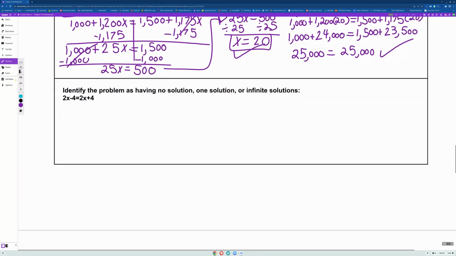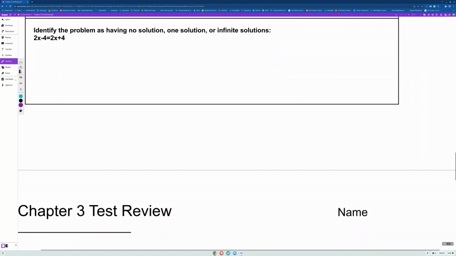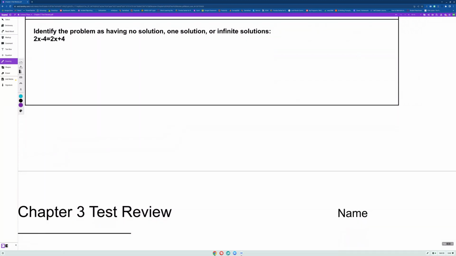So on your test, you're also going to have to identify what problems have no solution, one solution, or infinite solutions. So we're going to go ahead and practice with that as well. I'm given the equation 2x minus 4 equals 2x plus 4. So to try and find it, I'm going to get my x's on one side. So I'm going to go ahead and move 2x. Once I do that, I'm going to get negative 4 equals 4. But that's not a true statement. So because of that, this problem has no solution.